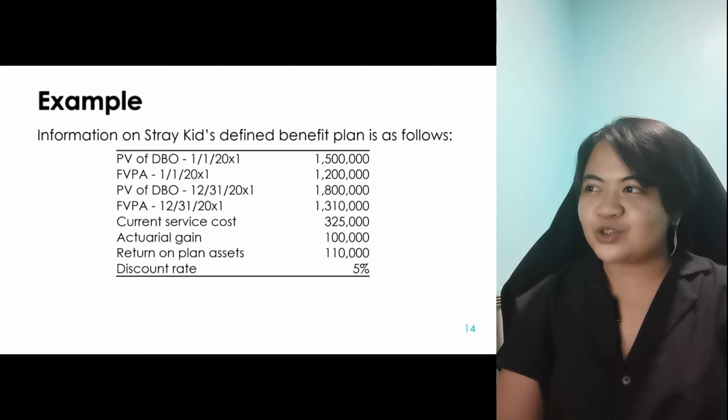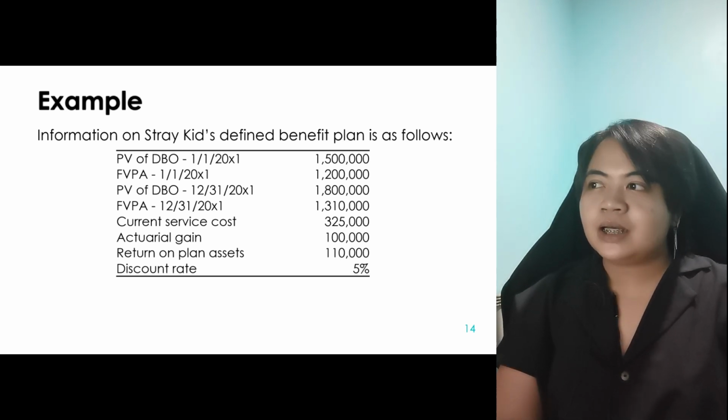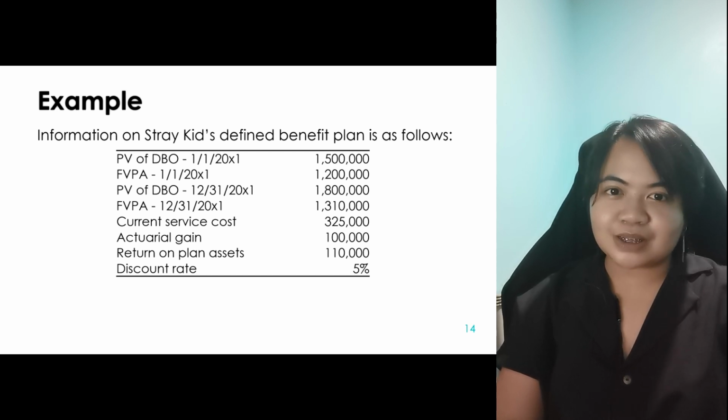Example tayo. Stray Kids ulit. Information on Stray Kids defined benefit plan is as follows. Okay, we have present value, beginning balance, 1.5 million. We have fair value of plan assets, 1.2, beginning balance. Ending balance of PV of DBO is 1.8. We have FVPA, ending balance, 1,310. Current service cost, 325. Actual gain, 100. Return on plan assets, 110. And then discount rate of 5%.